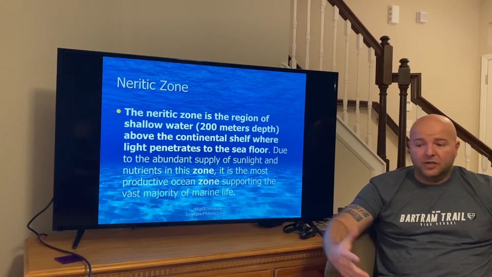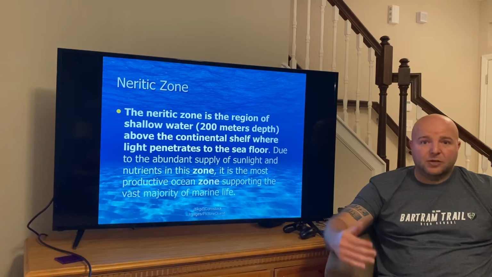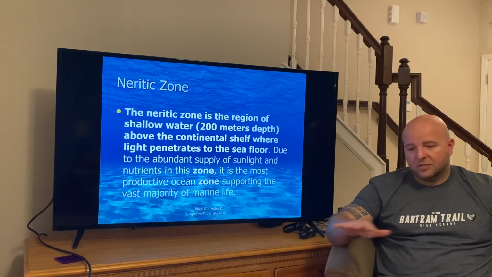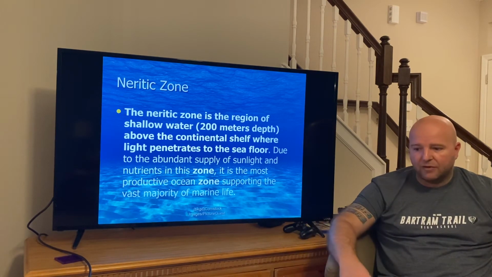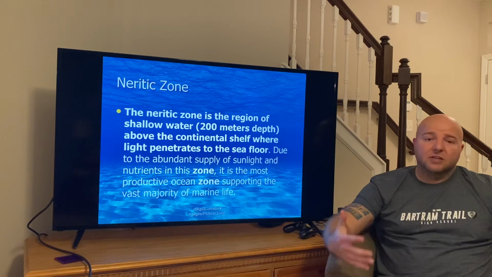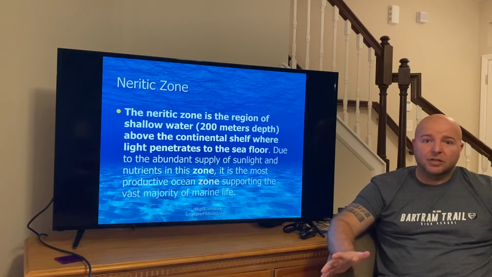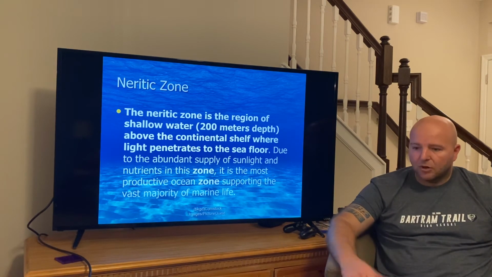Light is penetrating. This is an important fact. In the neritic zone, light is penetrating all the way to the seafloor. So that's before the slope, before we get into these deep sea regions. The neritic zone is always going to have light. Because of this, there's going to be a lot of life that is able to live there. It's the most productive ocean zone, supporting the vast majority of marine life to our knowledge.